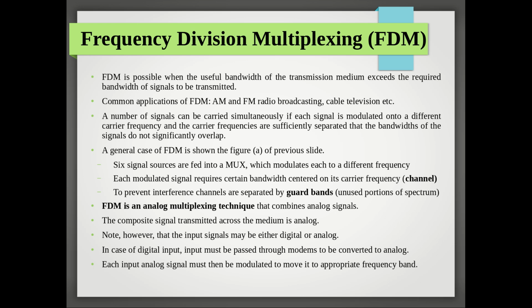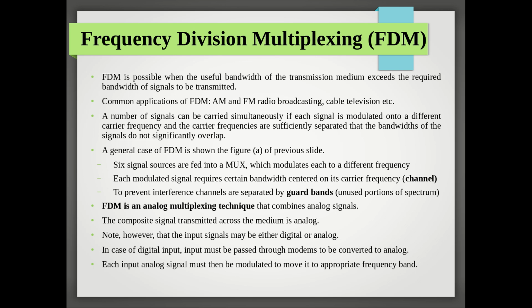The individual input line should carry analog information to be multiplexed using FDM, and the resulting signal is also analog. So it's a kind of analog to analog multiplexing. Note, however, that the input signal may be either digital or analog. In case of digital input, the input must be passed through a modem to be converted to analog. How this modem works and how that conversion is done, we saw already in module 3.